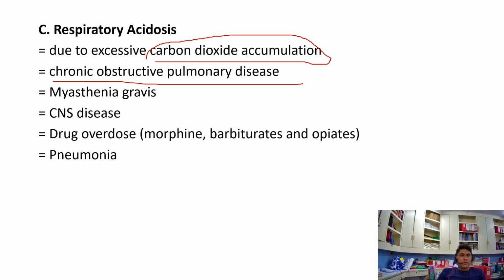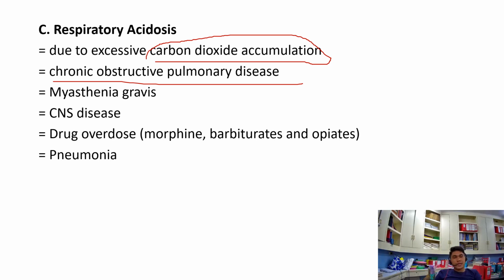Another cause of carbon dioxide accumulation is myasthenia gravis, an autoimmune disease. Your body produces autoantibodies that attack the nerve responsible for your breathing, so you have a problem with your breathing because of the autoantibodies that attack the nerve responsible for breathing.